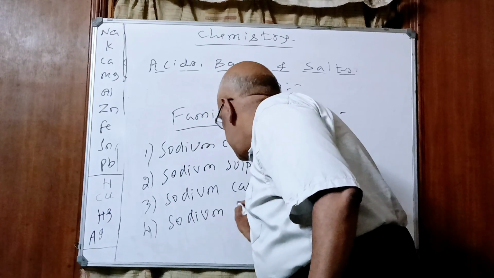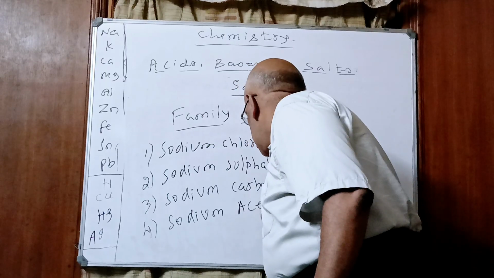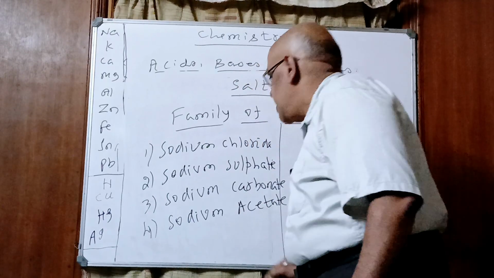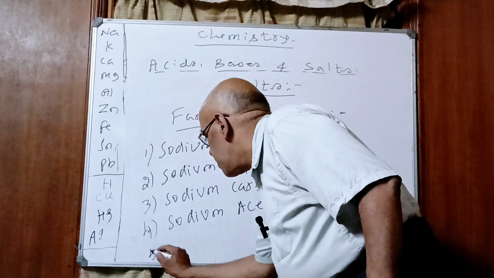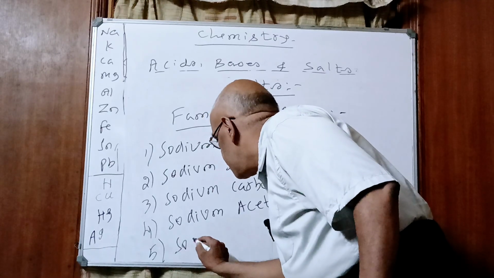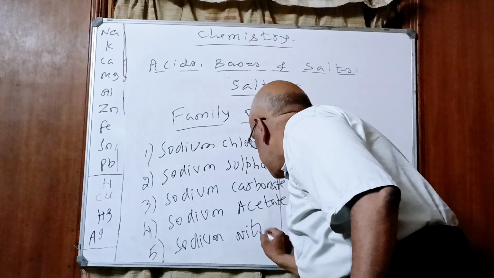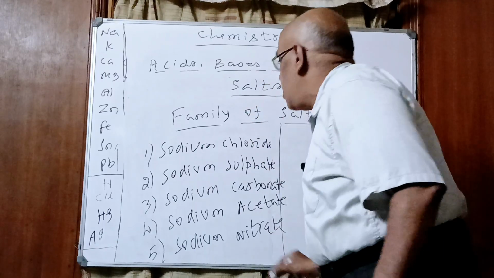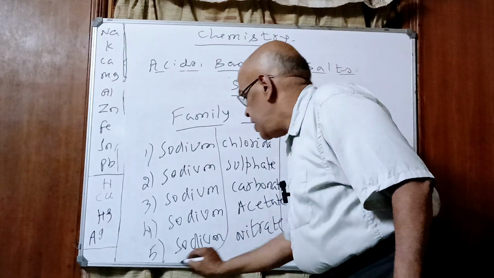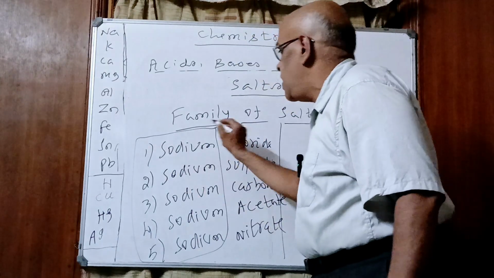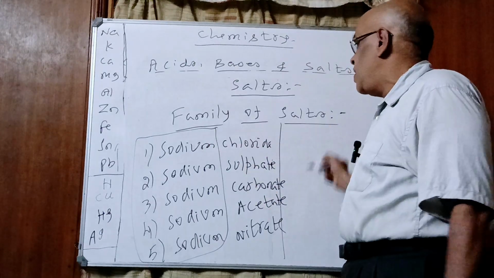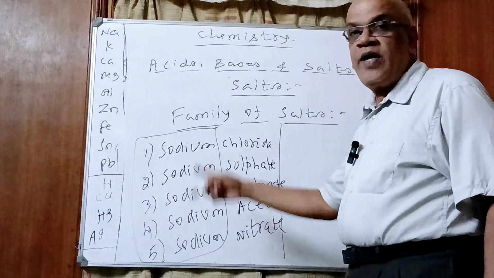Sodium acetate, formed from acetic acid. Last one, sodium nitrate. Yes or no, children? See here, what is common? The cation is common. The first part is common. They belong to the same family of salts. Why? The cation part is the same.